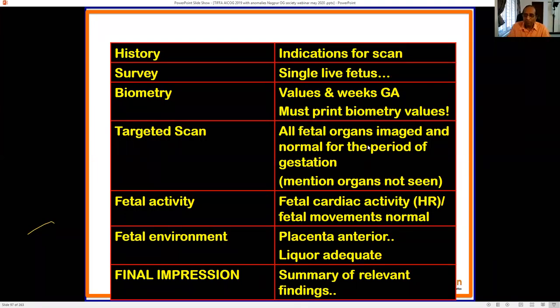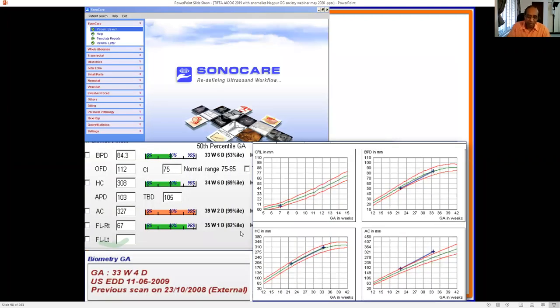Targeted scan: all fetal organs imaged are normal for period of gestation. You should mention organs which are not seen. Then fetal activity, cardiac activity and heart rate, fetal movement normal; fetal environment, placenta anterior, liquor adequate; and final impression should be a summary of relevant findings. Now, there are automated software available now. Most of the calculation of the percentiles and the gestational age, expected date of delivery, all this can be done, and the graph plotting can be done automatically.